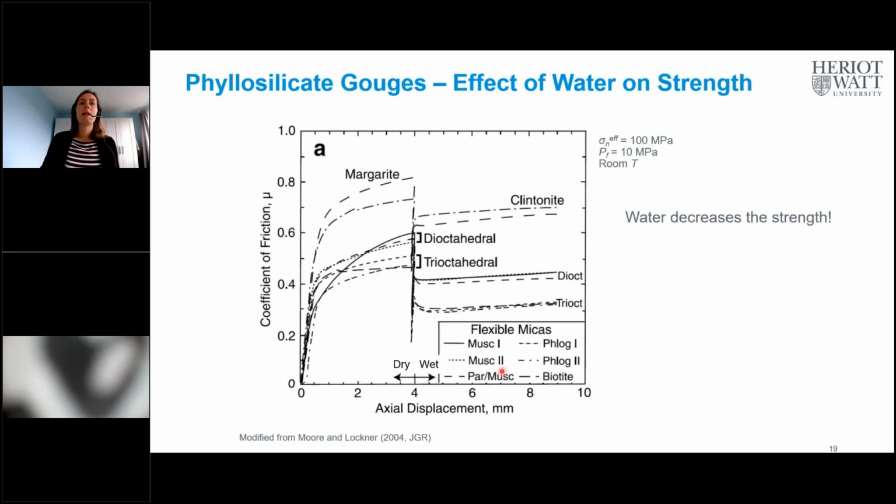If we now look at data originally produced by Moore and Lockner for experiments on several phyllosilicates at room temperature, the type of diagram is the same, so it's the coefficient of friction on the vertical axis and actual displacement on the horizontal axis.